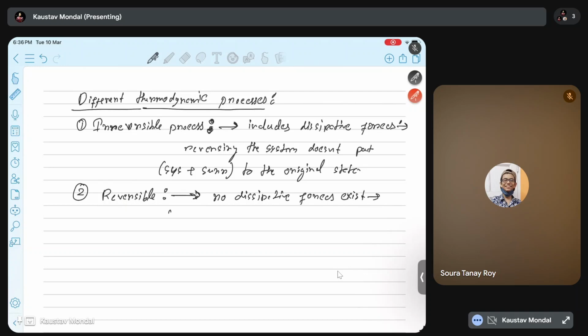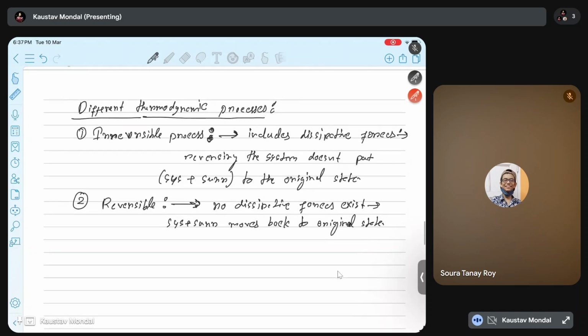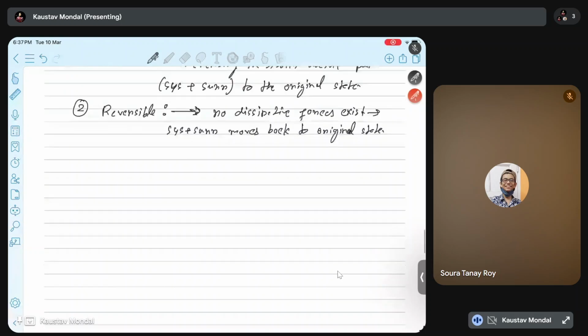So system plus surroundings moves back to original state. If you basically reverse the process, okay, this is the reversible process. So the example is like this.